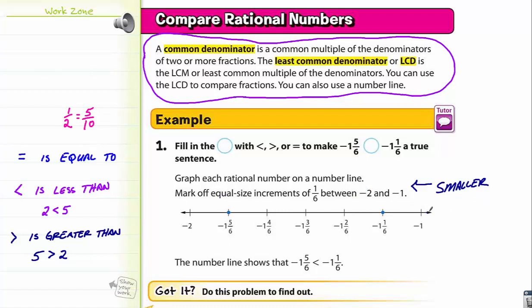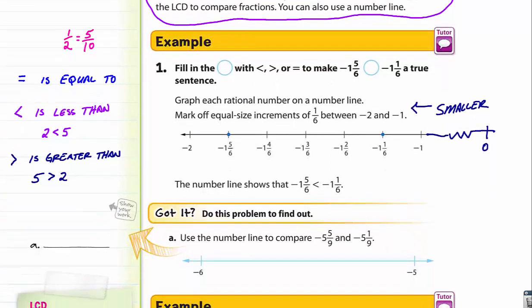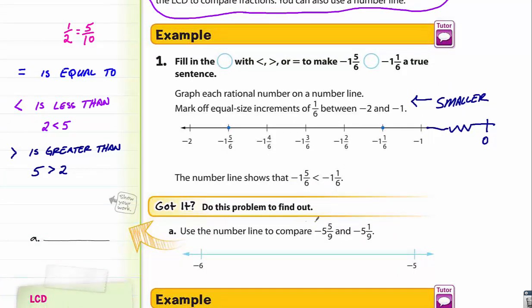0's out, I'm going to draw my number line, but I'm going to do this little squiggly thing, which means it's not all to scale. 0 is right there. Things are moving out. So what would you do? You can use that same idea. What would you do with this one? Use this number line to compare. Go ahead. Pause the video for a minute, write that in, and then come back.